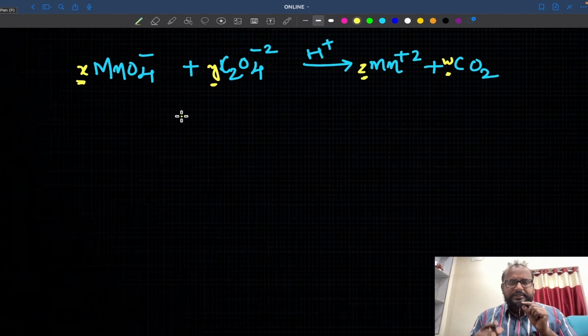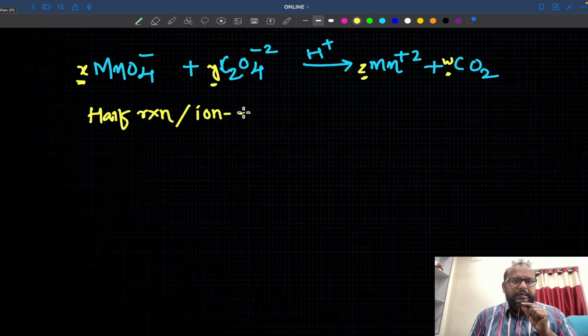At the end of this lesson, we will also see some questions taken from JEE Mains 2025 as well as some NEET questions also we will cover. So the method we use to balance this reaction is the half reaction method. Yeah, we call it the ion electron method. It's an ion electron method.